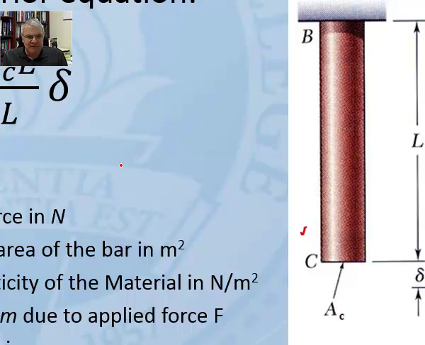In the metric system, F is in Newton, A sub C is in square meter, modulus of elasticity is Newton per meter squared, and the displacement is in meter, and L is also the length of the bar, given in meter. So that's the other useful formula that we will be using to measure the elastic force for a prismatic bar if we know the displacement.